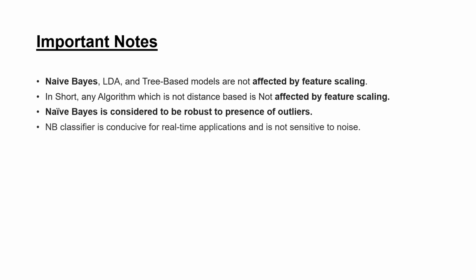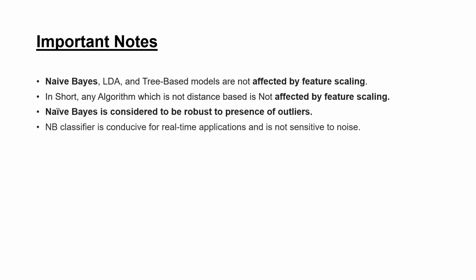Now, when I say distance-based, it means you can talk about some clustering methods like DBSCAN or k-means clustering, which use the properties of Euclidean distance. But in this case, we are talking about models like naive-Bayes or linear discriminant analysis or tree-based models. Keep in mind, these are not affected by feature scaling.